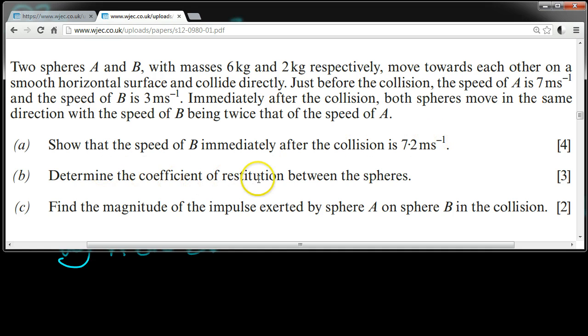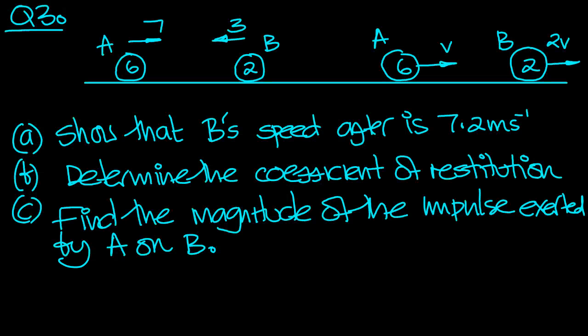Determine the coefficient of restitution between the spheres and find the magnitude of the impulse exerted by sphere A on sphere B in the collision. So let's have a look at this then. I've drawn the picture of the information and summarized the question. The speed of A is 7, the speed of B is 3, and they're heading towards each other, of masses 6 and 2 respectively. After the collision, the speed of B is twice that of the speed of A, so we put 2v here and a v here.